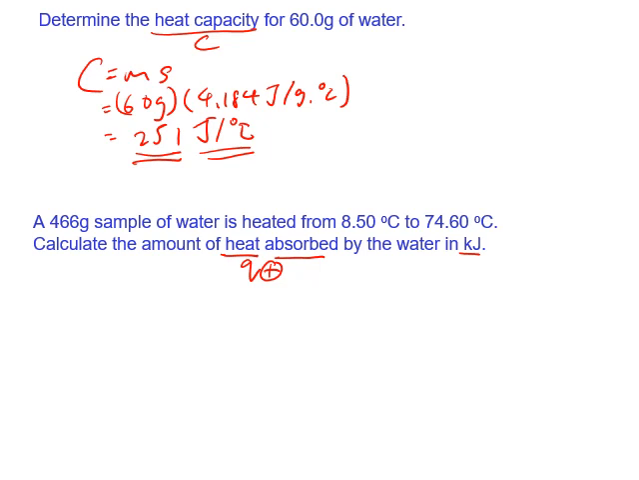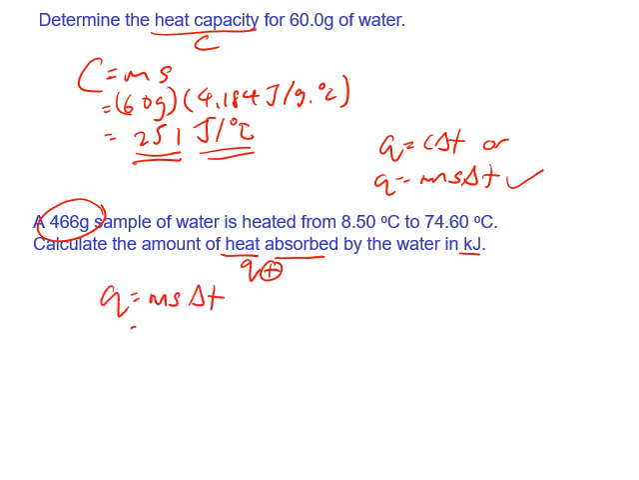Okay, to find the heat, we have two formulas. First one is Q equal to C delta T, or Q equal to ms delta T. So which one to use depends on the question. This question actually gives us the mass, as you can see, it's 466 grams. So we are using the second equation, Q equal to ms delta T.